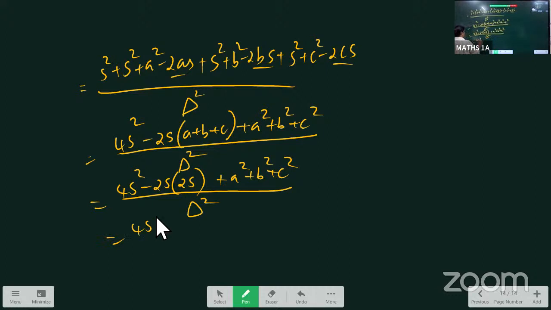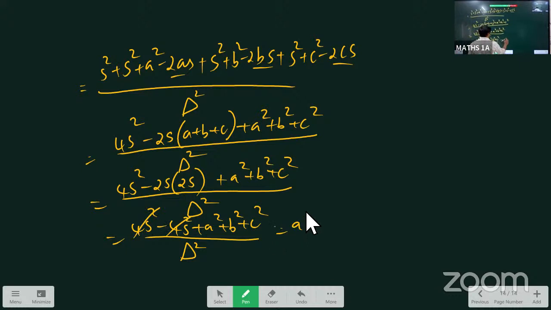Now 4s square minus 2s into 2s, that is 4s square minus 4s square, plus a square plus b square plus c square, by delta square. These two get cancelled. So a square plus b square plus c square by delta square. Is it clear?